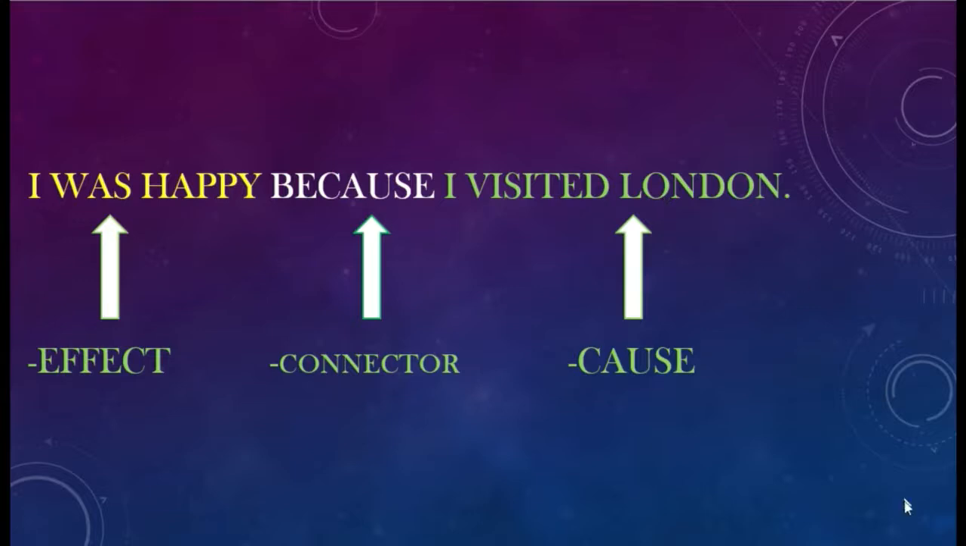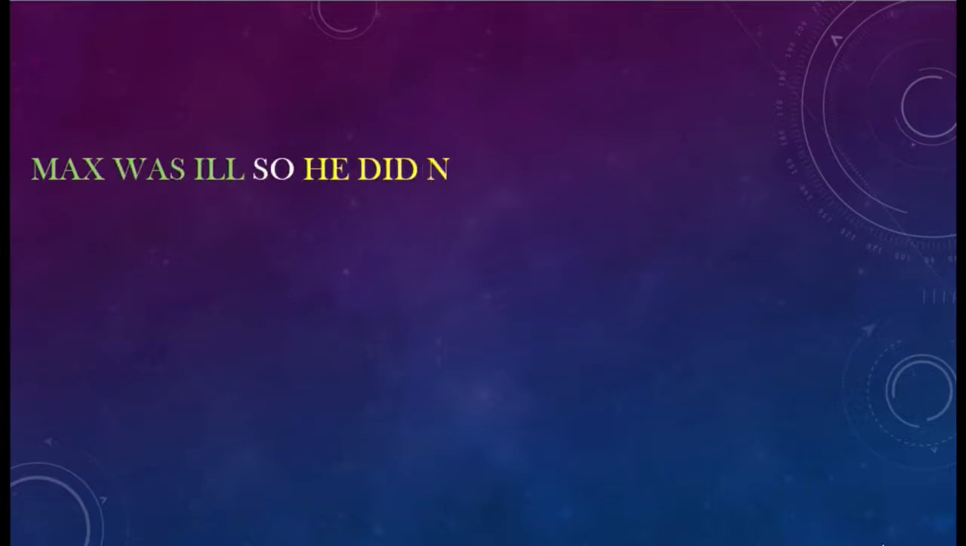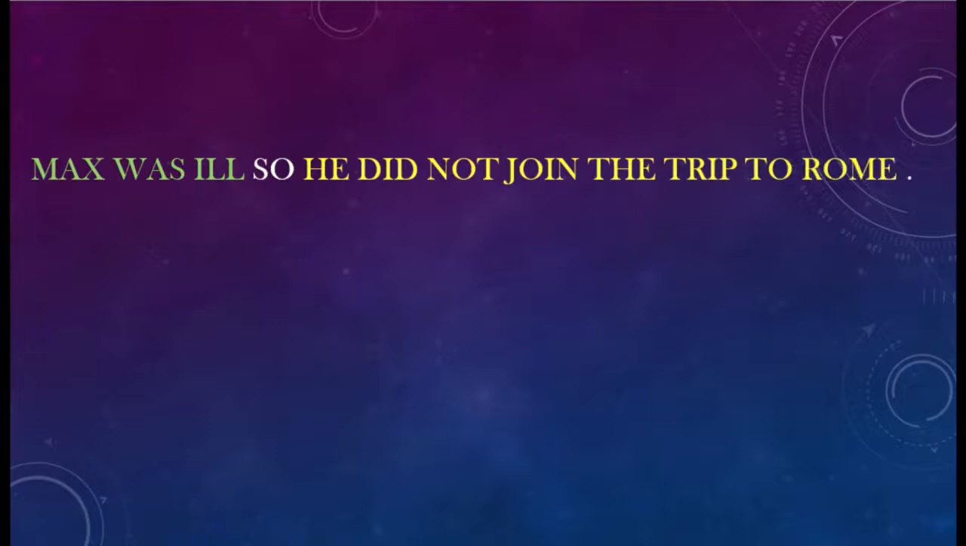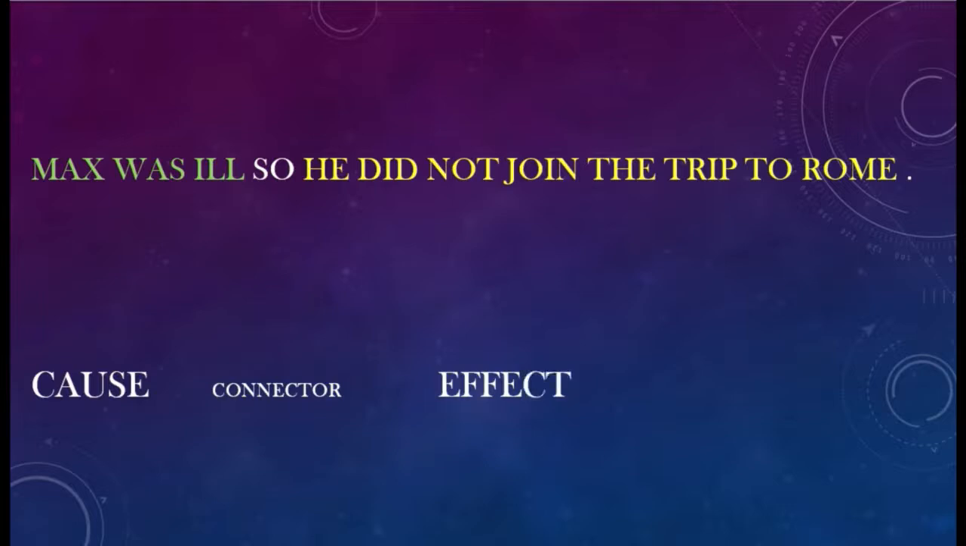Let's give another example. Max was ill, so he did not join the trip to Rome. Also, we have cause, connector, and effect. Let's see now. We have the cause, which is Max was ill. The connector is so. And the effect is he did not join the trip to Rome.